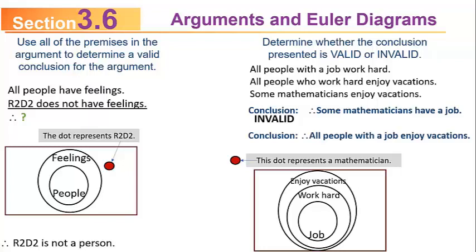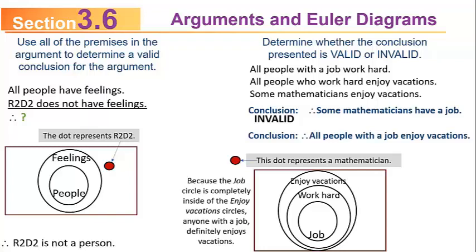How about this conclusion? Take the same three premises, which means we can use the same Euler diagram, but this time let's look at the conclusion, therefore all people with a job enjoy vacations. Well, the job circle is completely inside of the enjoy vacation circle. Therefore, if a person is inside the job circle, they would automatically be inside the vacation circle. So that conclusion would be valid. So that argument is a valid argument.